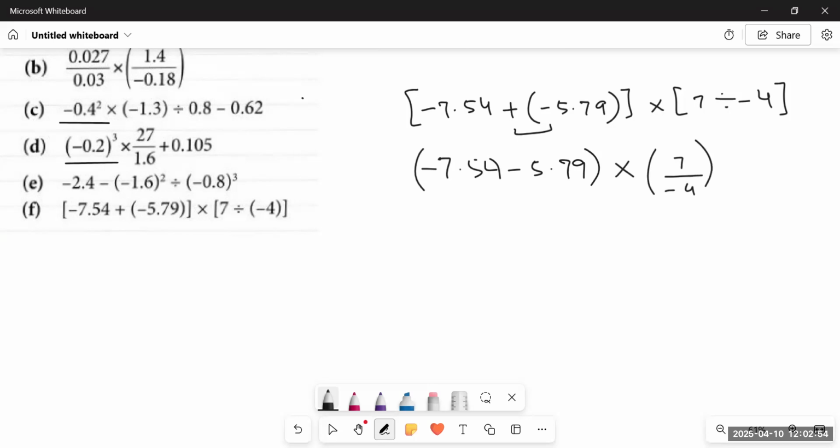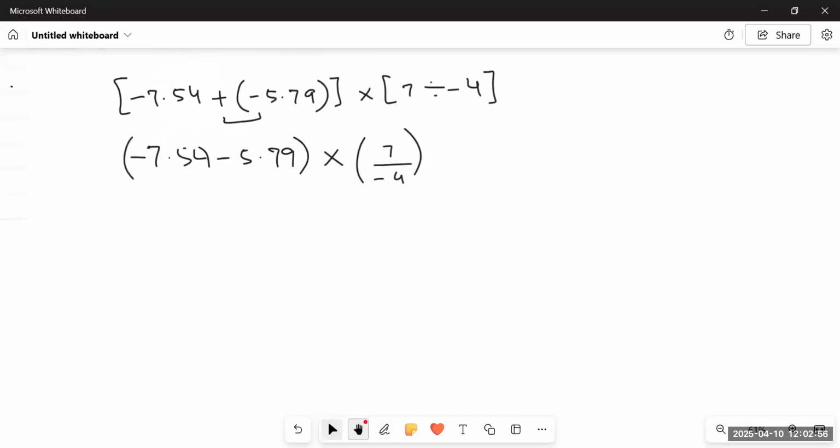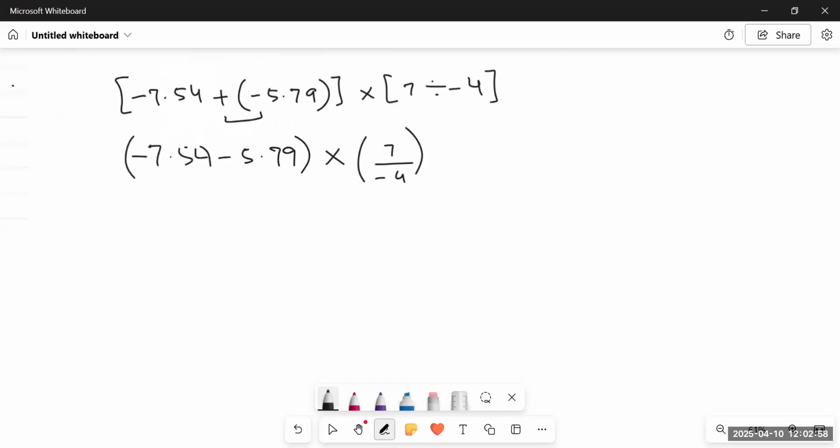Then what to do next? Minus minus plus. So we will add 7.54 with 5.79, and it will be 13.33, but the sign would be negative because there is no multiplication, just addition, and both of the signs are negative. So we'll apply the sign of the greater number, which is minus. So it would be minus 13.33.